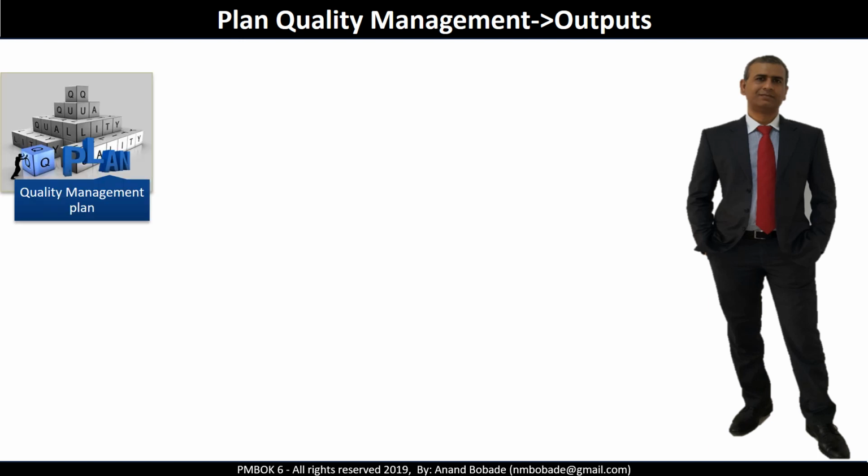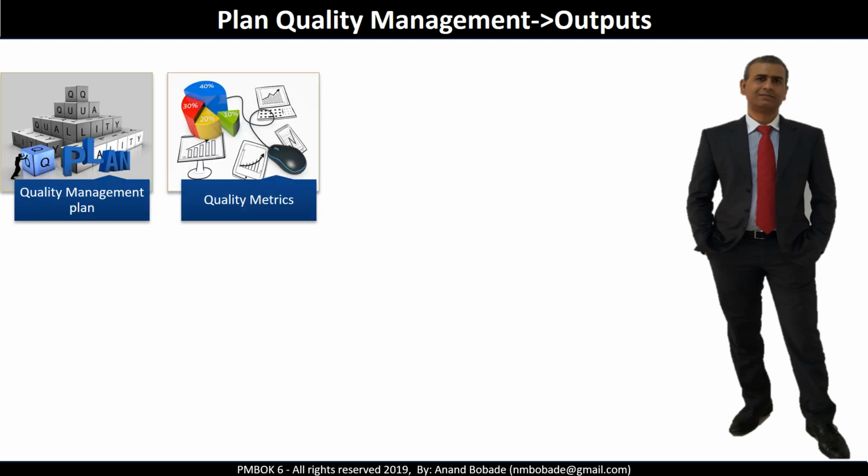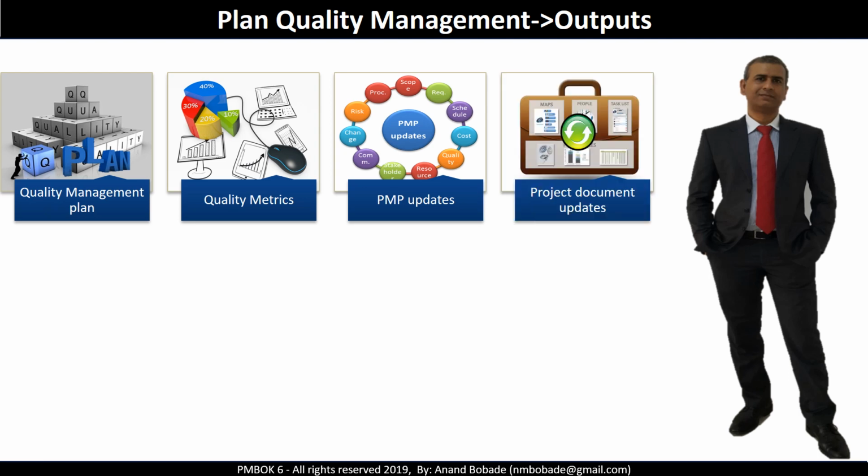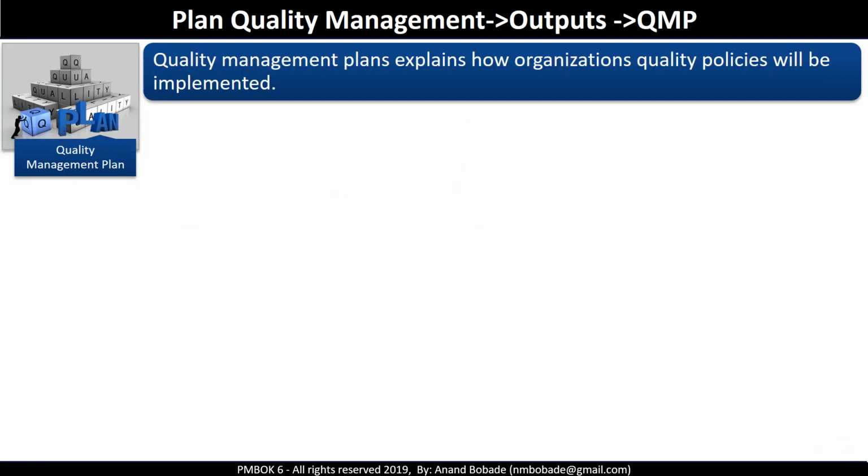Outputs are quality management plan, quality metrics, project management plan updates, project document updates. Quality management plan explains how the organization's quality policies will be implemented and how to conduct quality management processes, that is, manage quality and control quality.